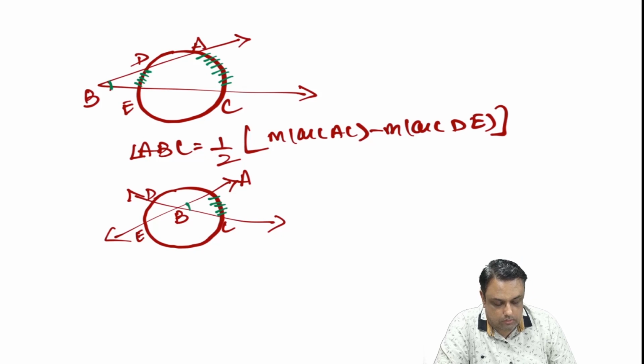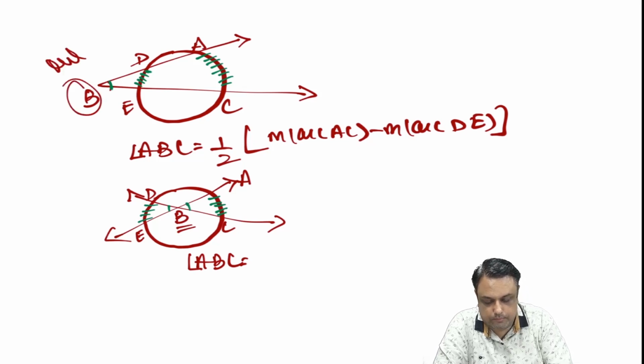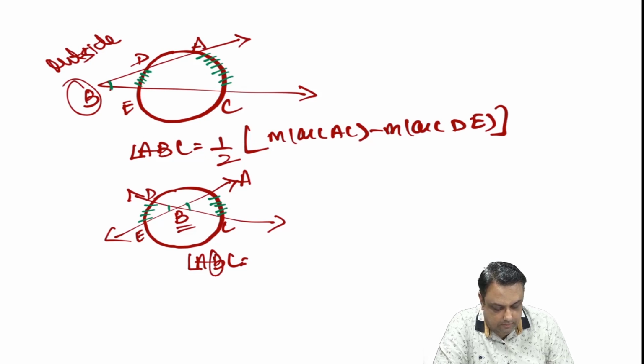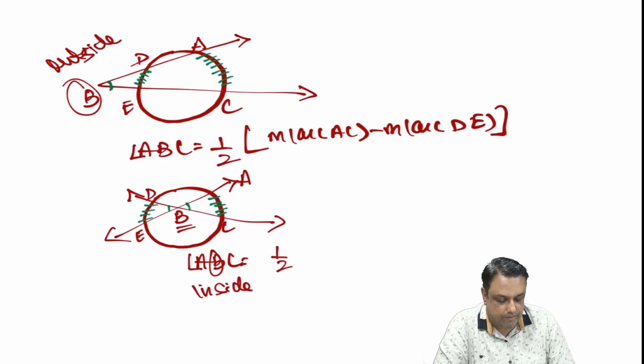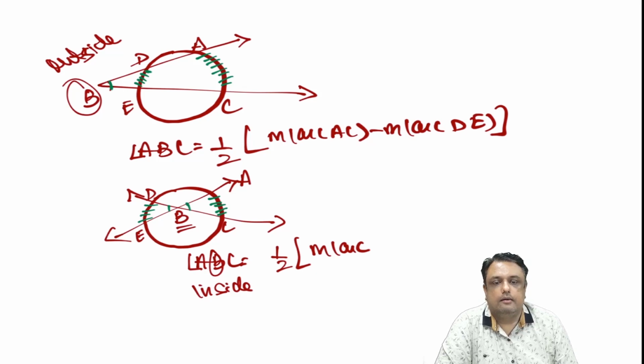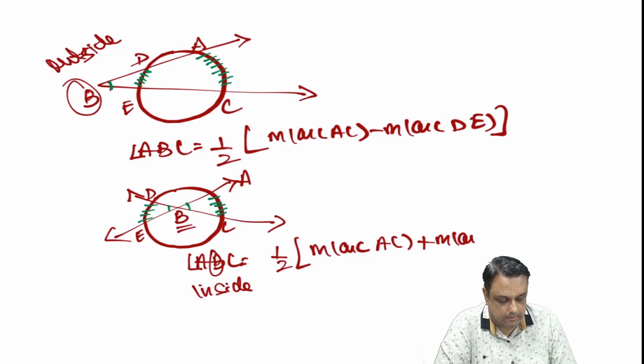सो नाउ अब क्या करने का, angle ABC is equal to, now the B vertex lies inside the circle, ये outside the circle. अब ये B lies inside the circle, is equal to half the sum of the arcs intercepted by it. So arc AC plus arc D.